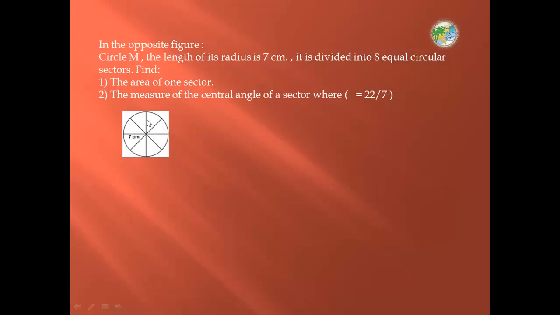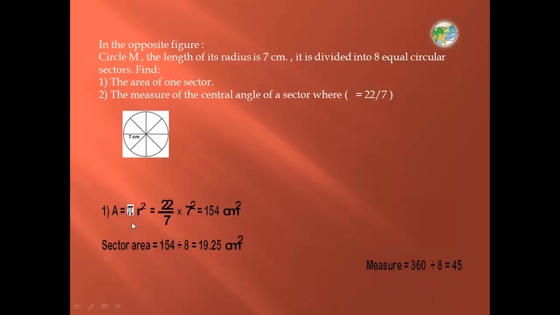Okay, this is the circle, radius equals 7, divided into 8 equal parts: 1, 2, 3, 4, 5, 6, 7, 8. Number 1, the area of one sector. We studied before that the area of a circle equals pi times r squared, with pi equal 22/7. So 22/7 times 7 squared equals 154. But this is the area of the whole circle, and we want the area of one sector, so we divide the total area over 8. The area of the sector equals 19.25 square centimeters.